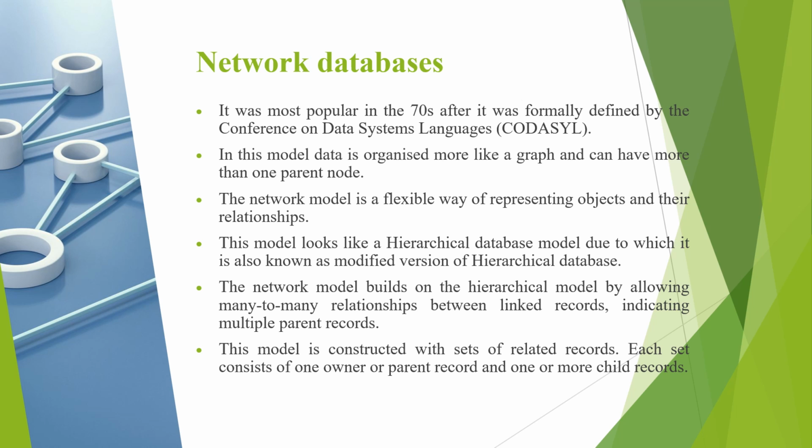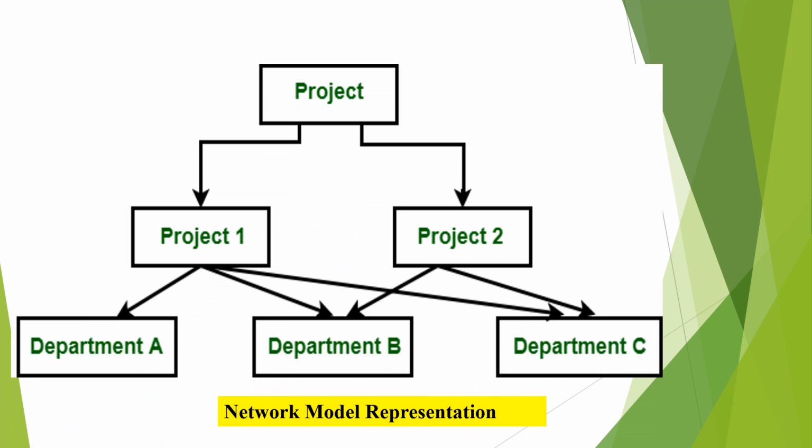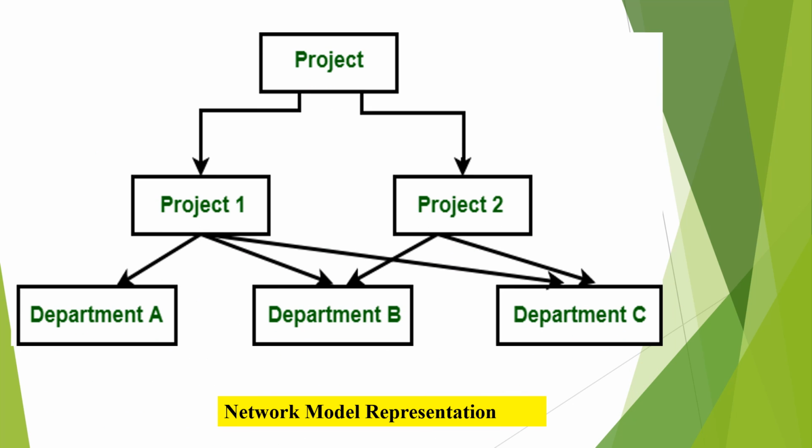Next is the network database model. It was popular in the 70s after it was formally defined by the Conference on Data System Languages. In this model, the data is organized in the form of a graph. Graph means whenever we have a node which can have more than one parent node, then this particular figure is known as a graph.